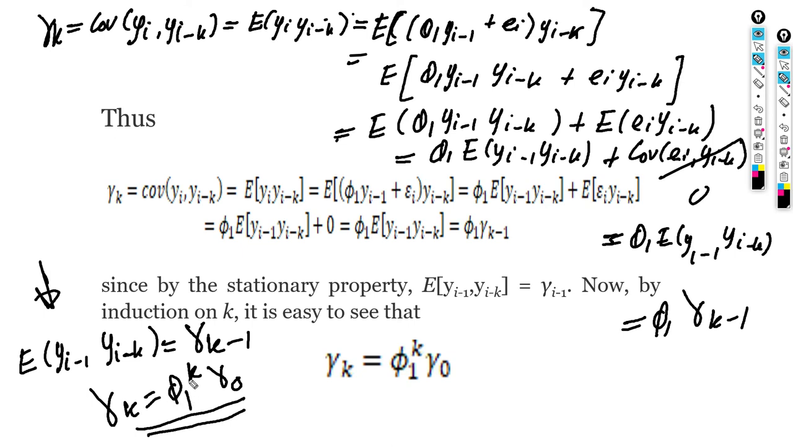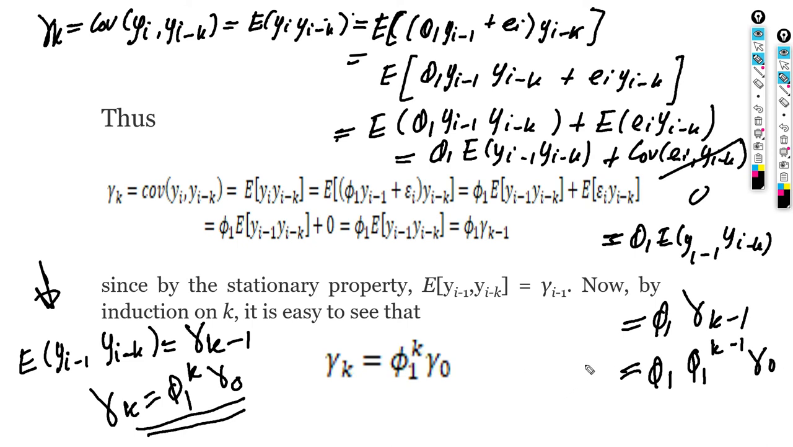Gamma k is equal to phi 1 raised to k times gamma 0. So if I have k minus 1 here, gamma k minus 1 becomes phi 1 raised to k minus 1 times gamma 0. So here is k minus 1, times gamma 0.